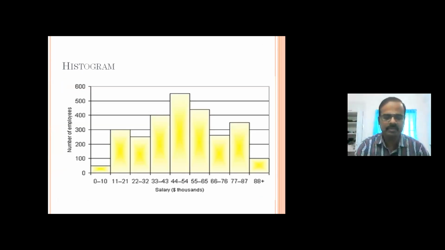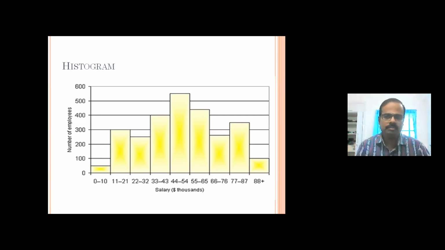So this is what is called a histogram. This is the diagram given as an example of a histogram. See, for example, what is the class interval given? 0 to 10, then 11 to 21, and so on. And here on the y-axis is the number of employees. The salaries are in terms of dollars or something. The number of employees getting 0 to 10 is some number, 11 to 21 is some number, and 22 to 32 is some number. So when you present these class intervals, since the class intervals are continuous numbers, automatically all the bars will be kept adjacently.